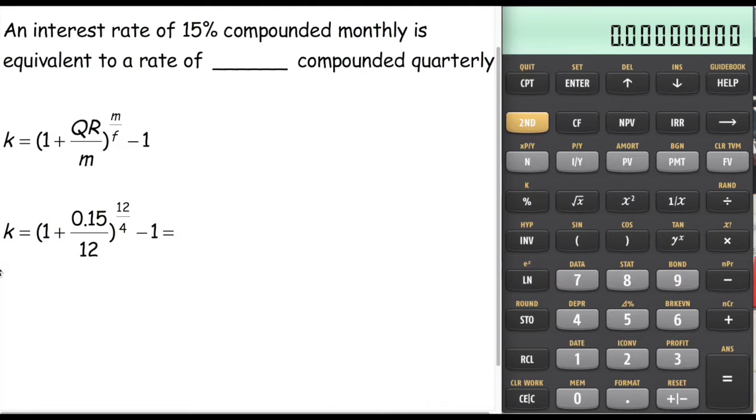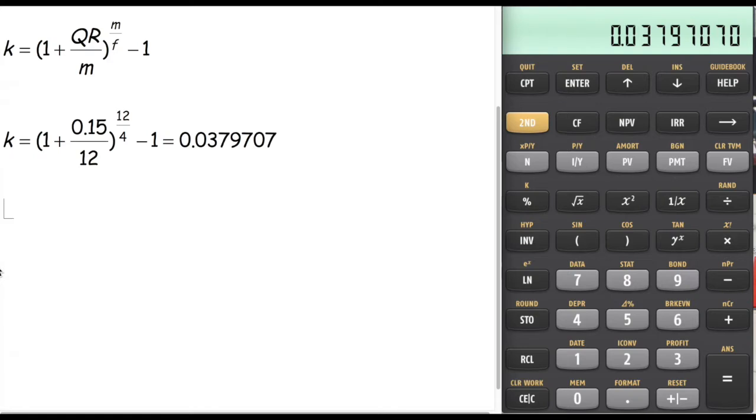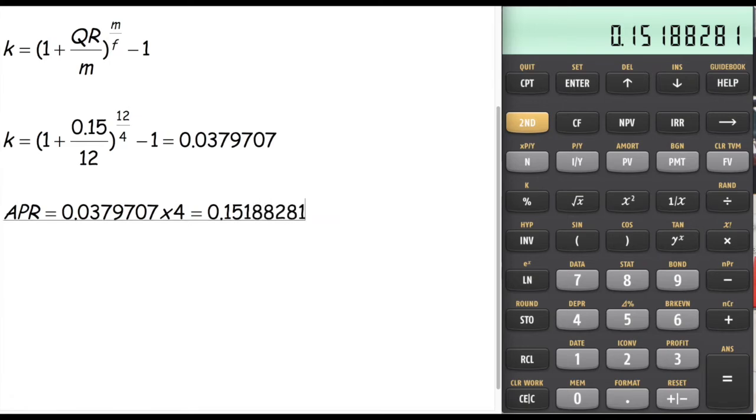So let's see that we get the same answer mathematically as we did on our calculators. I'm simply going to go 0.15 divided by 12 plus 1. I'm going to raise that to the power of 12 divided by 4. And then we're going to subtract 1 at the end. The rate that we get as a periodic rate of interest is 0.0379707. To convert this into an APR, we're simply going to multiply that rate by 4. And notice that if you do that, you do get the exact same answer as we did initially: 0.15188281, or 15.188%.